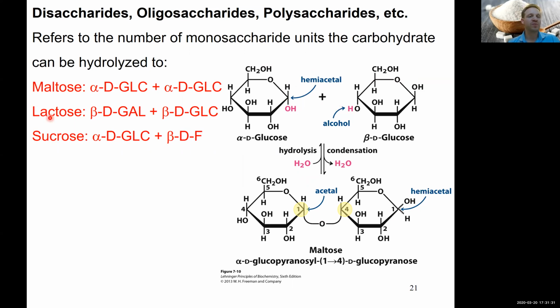Lactose, then, we find in milk, right? This is not 2 monosaccharides of glucose anymore. It's actually 1 galactose and 1 glucose. And then sucrose, which is your table sugar, mostly derived from plants. You have 1 molecule of glucose and 1 molecule of fructose.